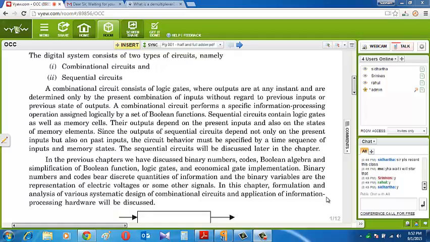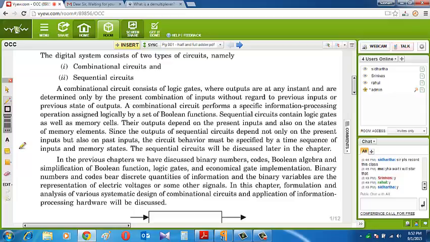The digital system consists of two types. One is combinational circuit and another is sequential circuit. Now a combinational circuit consists of logic gates where outputs at any instant are determined only by the present combination of input, without regard to previous input or previous state of output.